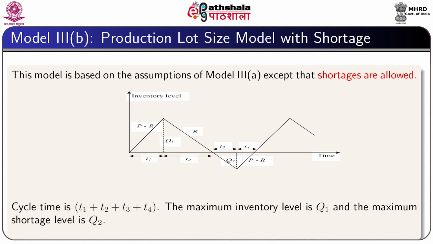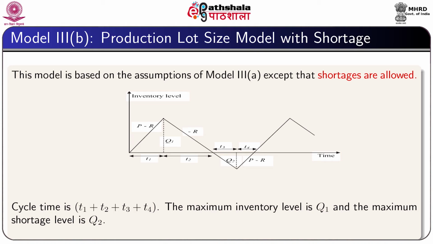The diagram shows that the production starts at time t equal to 0 and it continues until time t1. Since the demand rate is R and demand is met every time, the net increase in the inventory level is P minus R. So, at the rate of P minus R, the inventory level increases until time t1, and at time t1 the production is stopped. Since the production is stopped and demand is still there, the inventory level gradually decreases and this continues until the time period t2.